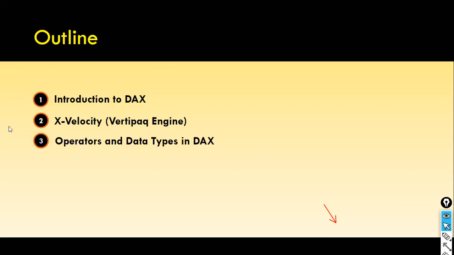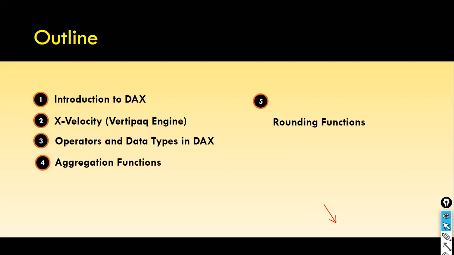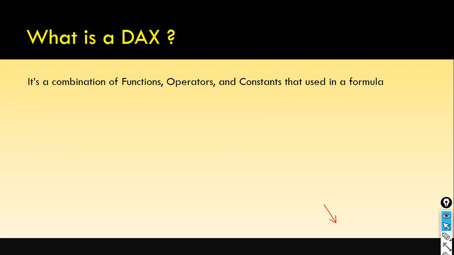Then we will move ahead and take a look at what operators and data types are available in DAX. And then we will jump into understanding the different aggregation functions that are available. The rest of them, if we have time, we will cover. Okay, so what exactly is DAX?